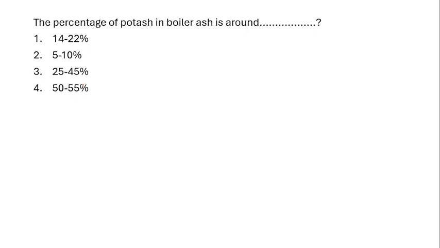Now, the next question is the percentage of potash in boiler ash is around. In the boiler, it produces a lot of residues, and one of these byproducts is the ash. This ash can contain many minerals, mainly silicates, and among the mineral matter, potash is one of the very important things which can be utilized from the boiler ash for agricultural purposes also. And this potash percentage in the boiler ash is around 14 to 22 percent. That is the right answer.